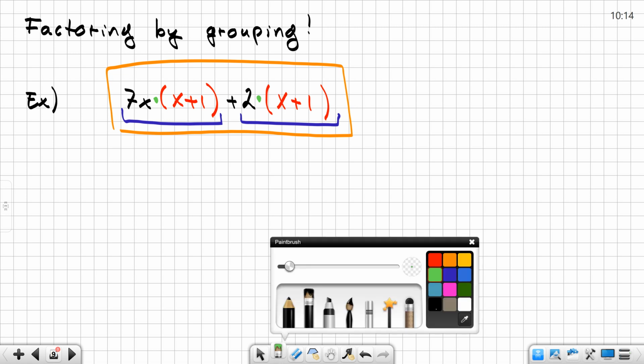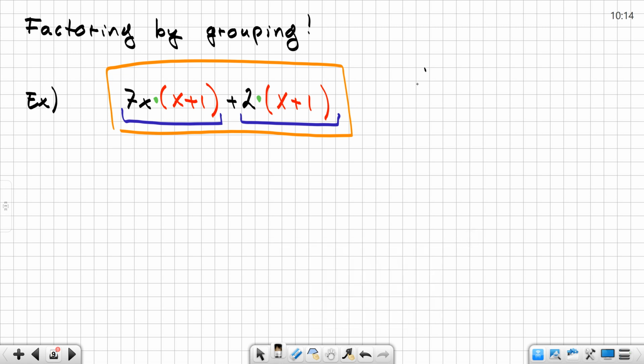And that means it is the greatest common factor. The greatest common factor in this case is x plus 1. It is a little bit different than before in such a way that this is a binomial. It used to be a monomial before. But that doesn't really make a difference. Everything else is going to be the same.